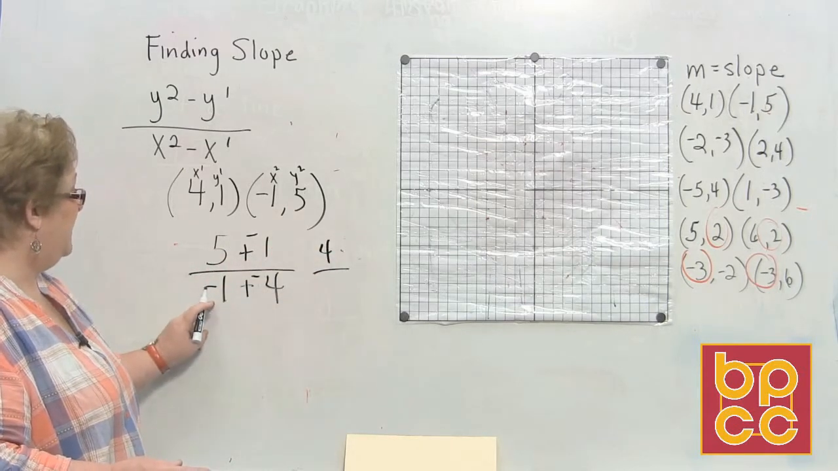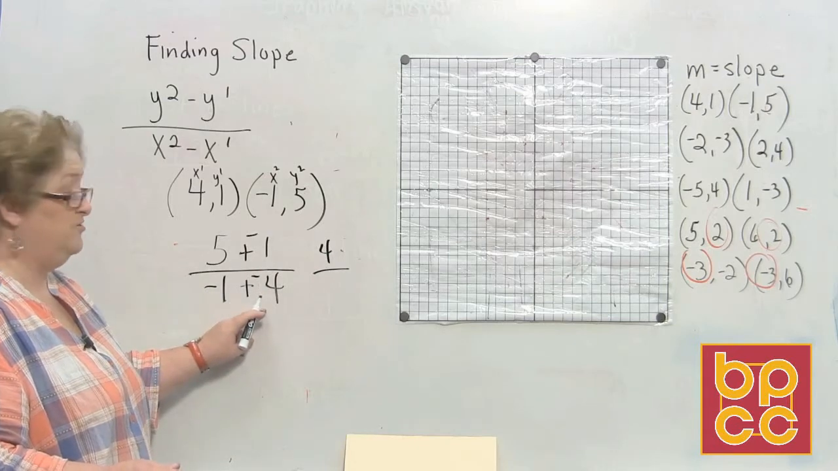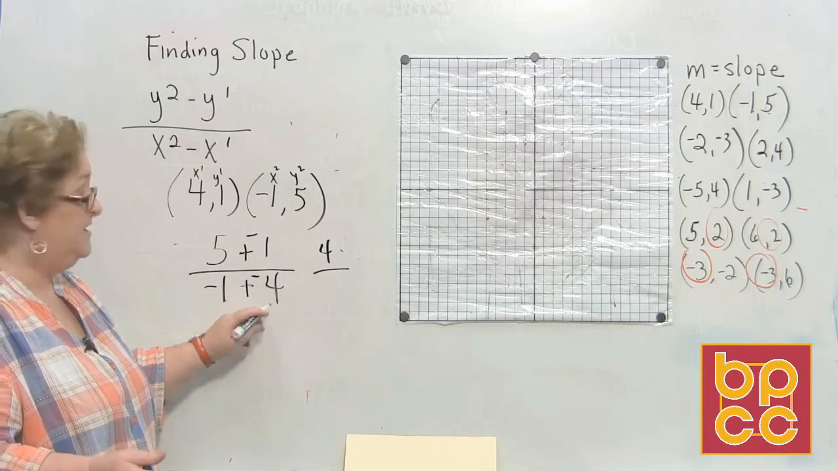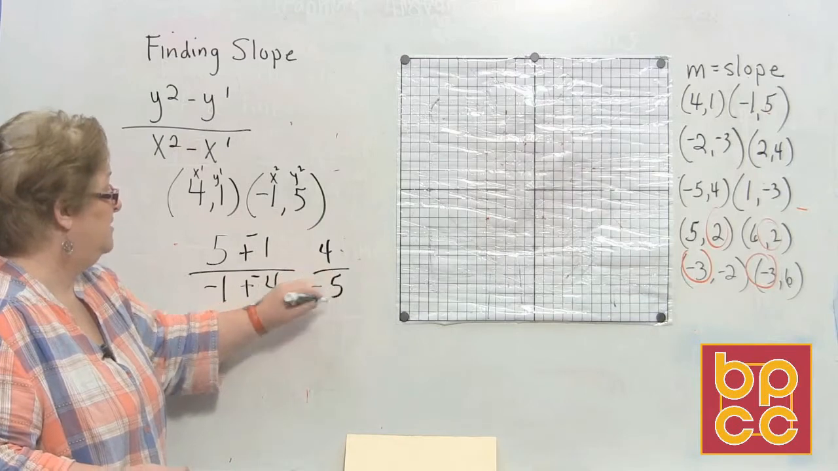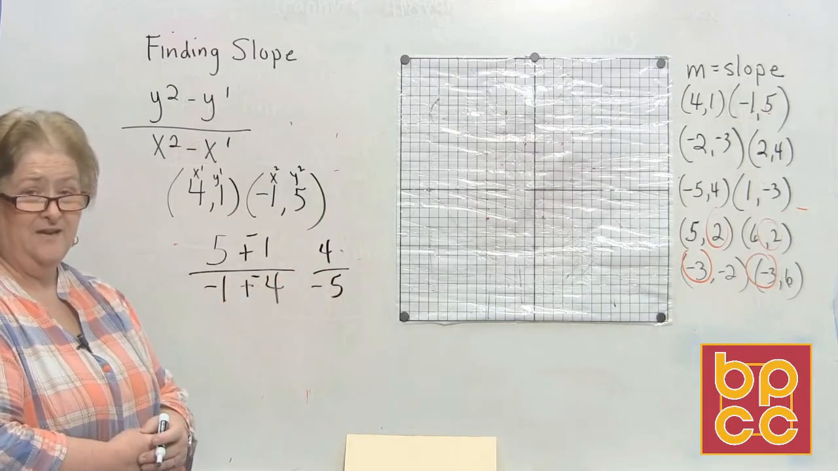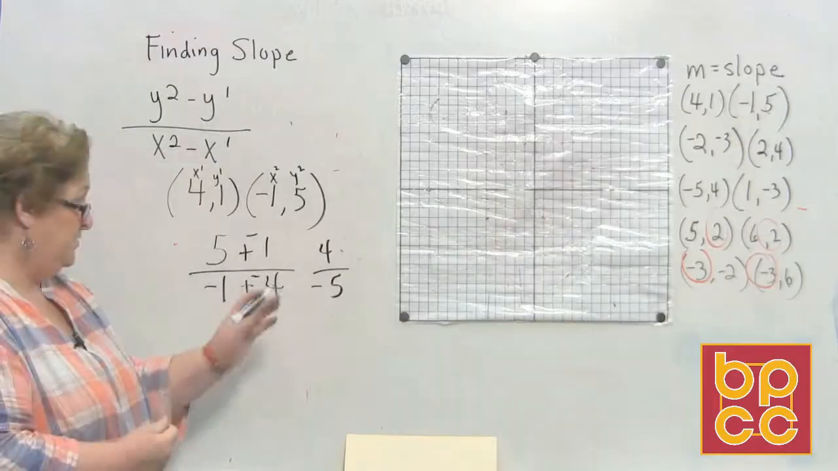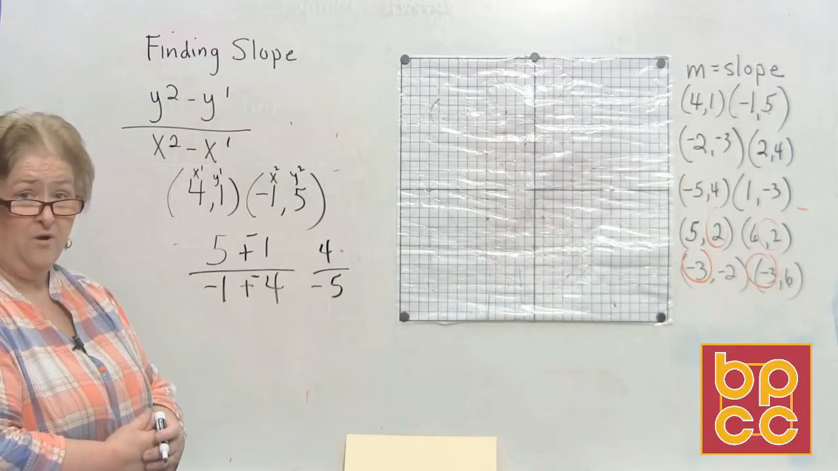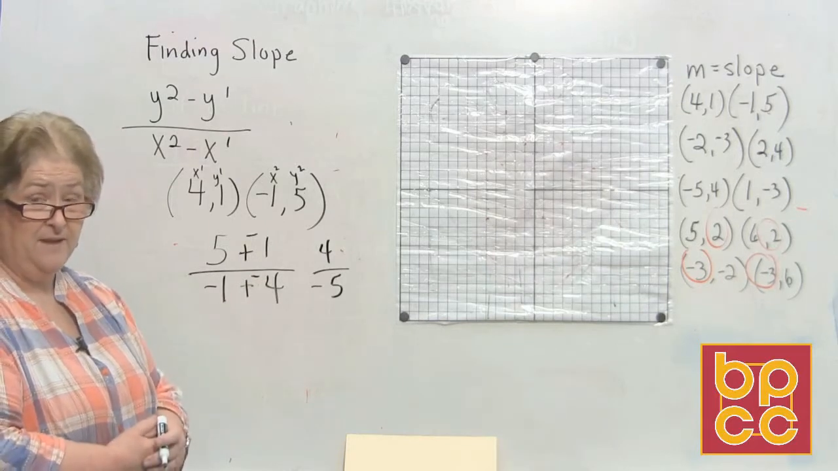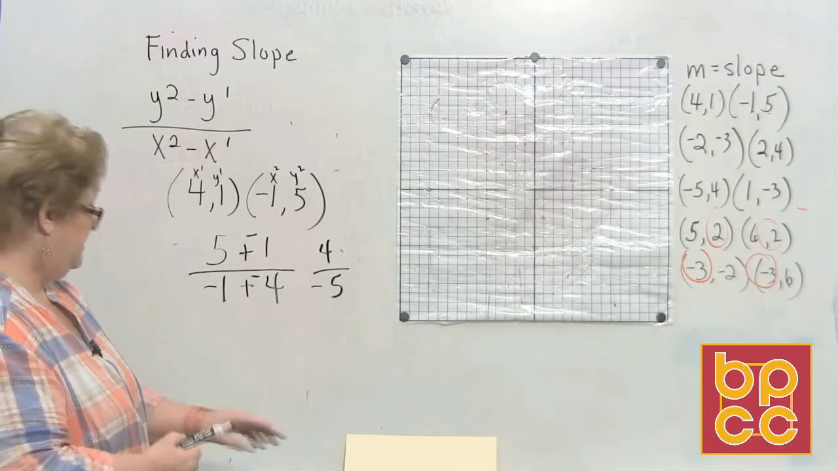And we have a negative 1 and a negative 4, which is a negative 5. So the slope on this is a negative 4 over 5. You can put that negative on the top or the bottom or in the middle. And that's what we got the first time out when we drew it. Okay, let's try another one.